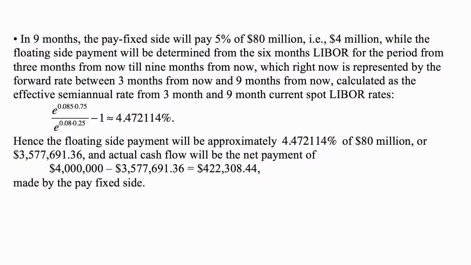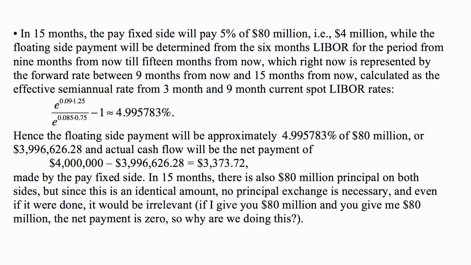3,577,691.36, and the actual cash flow will be the net payment of the difference of the two, which is 422,308.44, and it's made by the pay fixed side, received by this party that is short the swap. So again, it's the positive value to the party for which we are calculating the value of the swap.